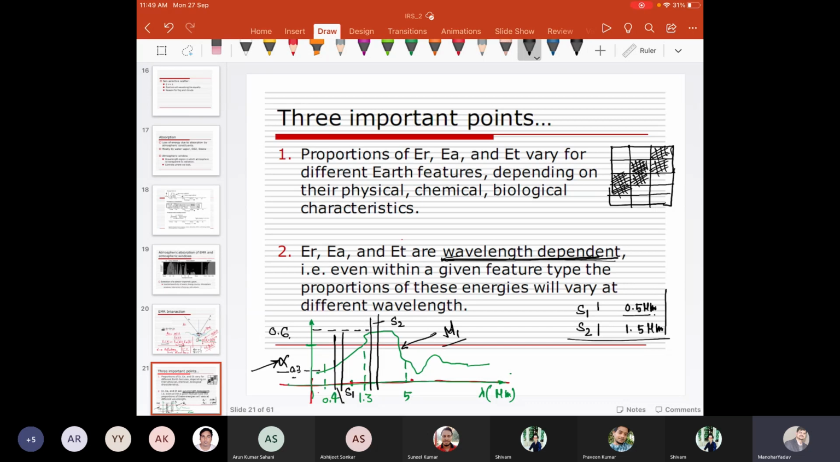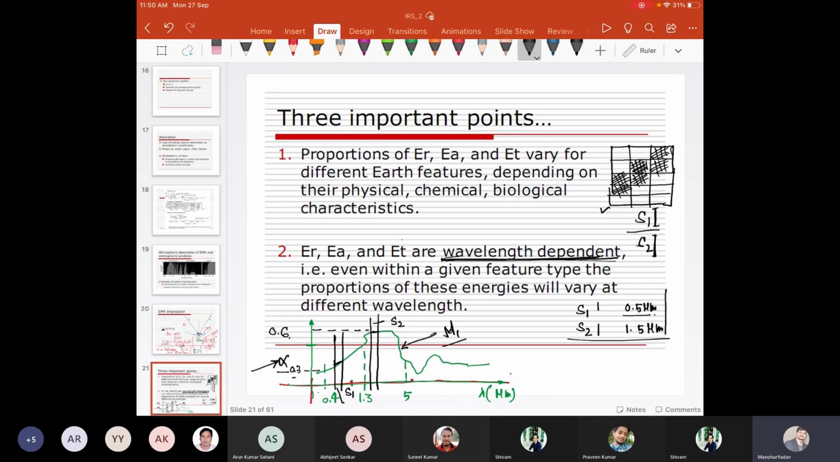When this is sensed by sensor S1, just see over here, the reflectance is very low. It is around 0.4. But the same material when sensed in S2, see, the reflectance is 0.6. What does this mean? In case of S2, more energy is reflected back compared to S1.